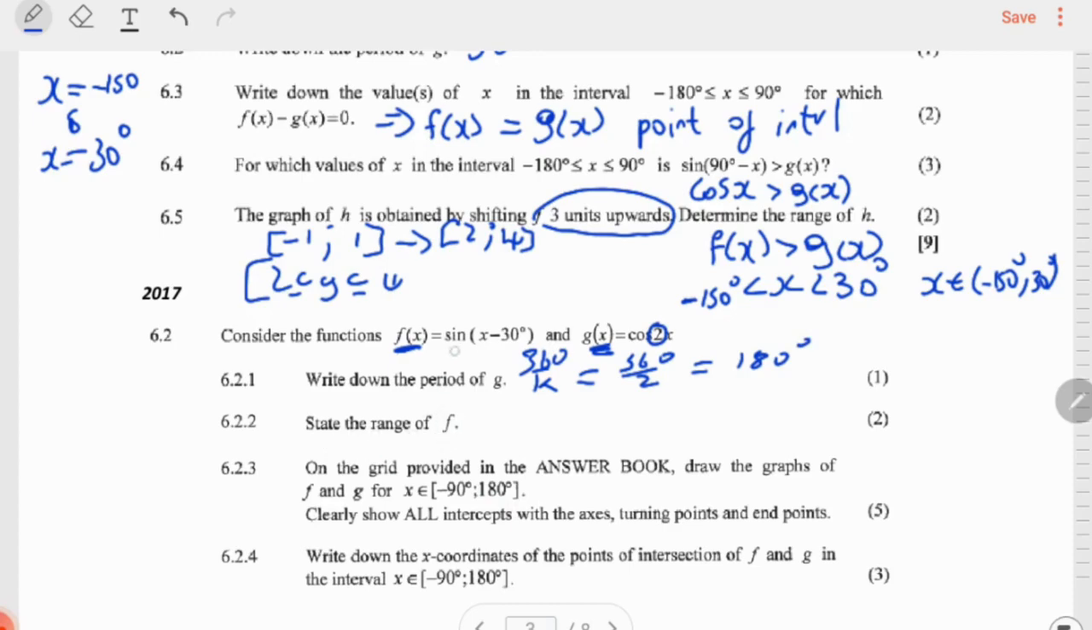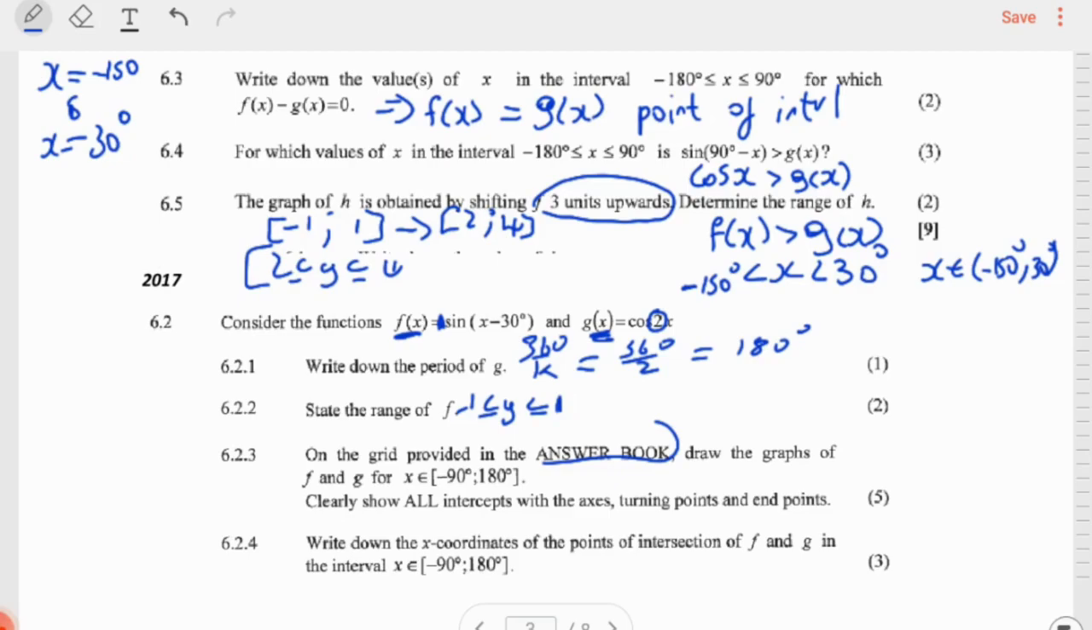118. The range of f, here is our f with coefficient of 1. That graph has a coefficient of 1. So that means the range will be between -1 and 1. If they had asked for an amplitude, our amplitude would just be equal to 1. And then on the same grid provided in the answer book, draw the graph of f and g between -90 and 118. So the first thing that you're going to check is in your answer book, what was the step?